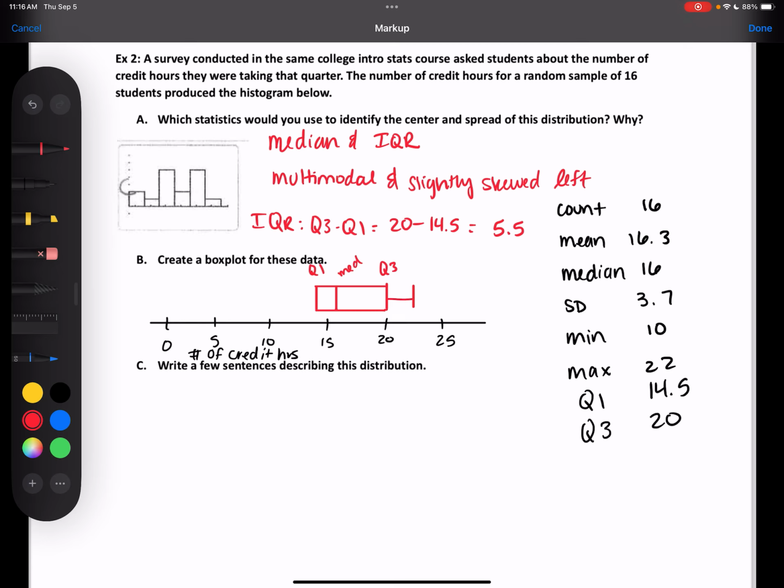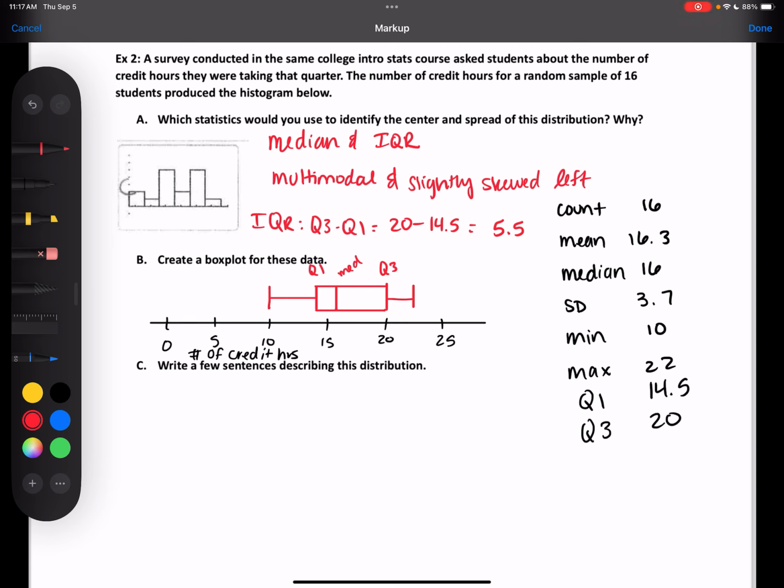On the other side, it's a min of 10, so draw this whisker in over here. And you can kind of see that the left side has a little bit more of a tail, which is why I said slightly skewed left earlier. So it's just a different way of displaying our data, but I almost think it's a little easier to see that it's slightly skewed in the box plot than it was in the histogram.